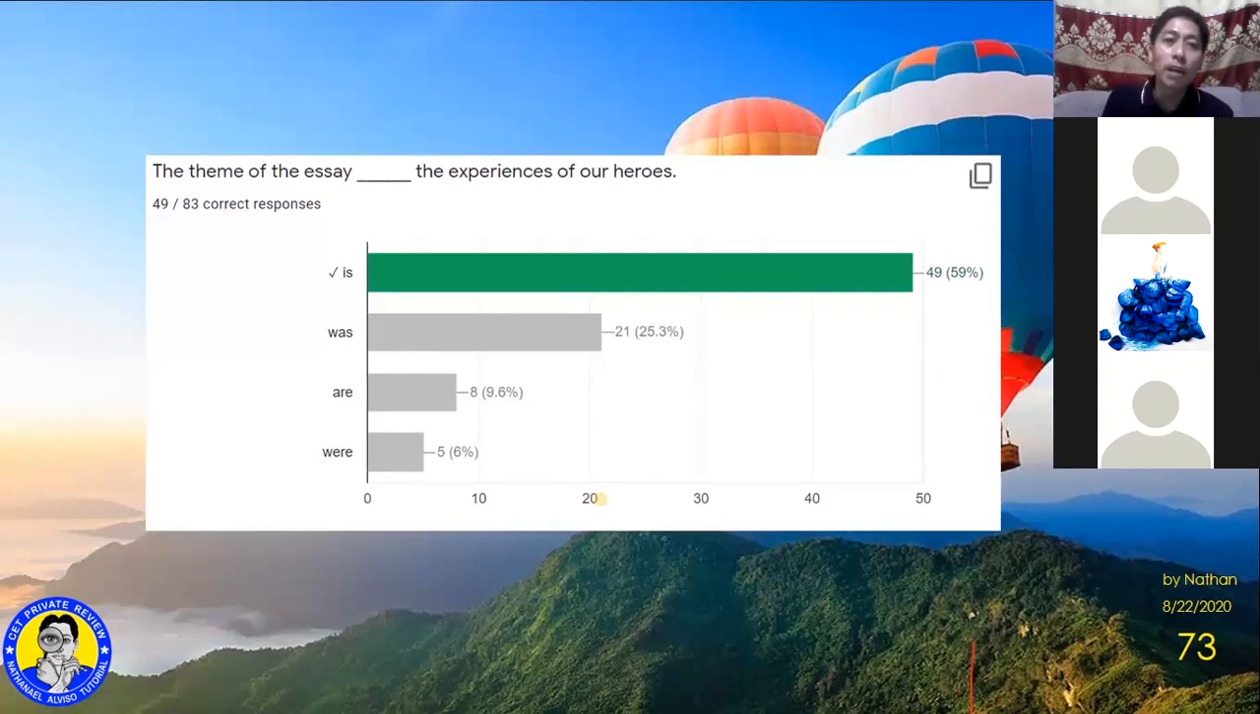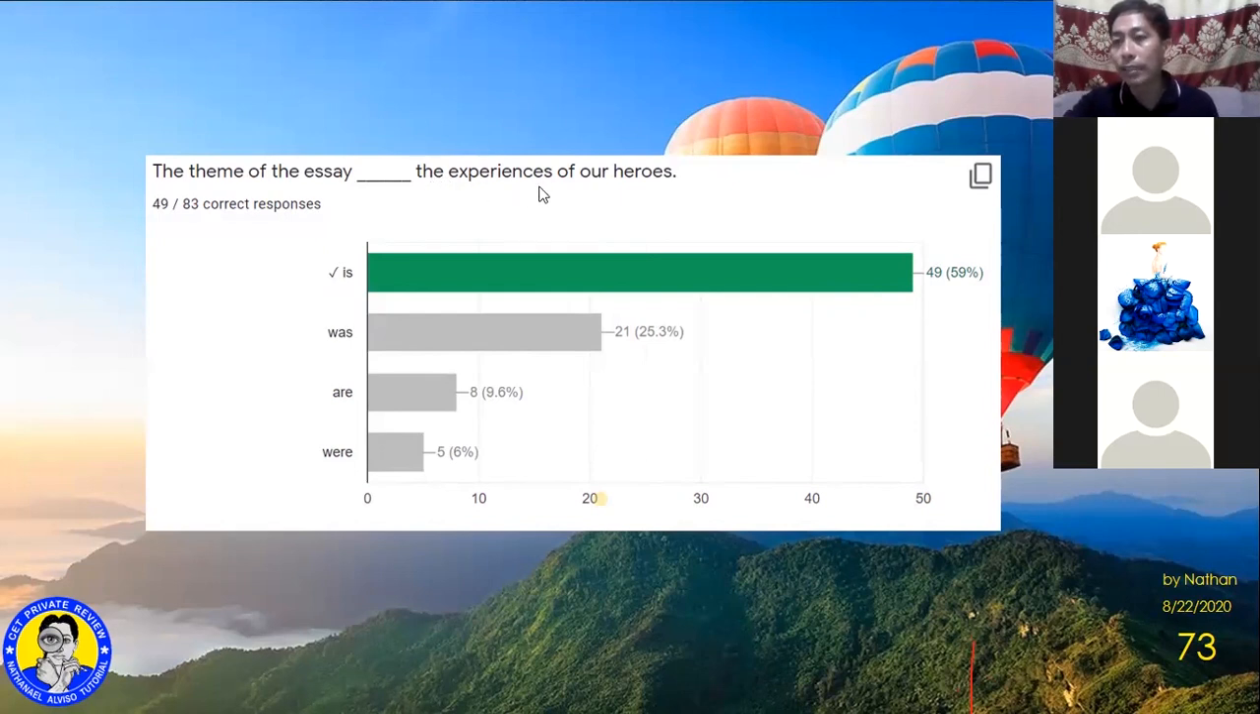"The theme of the essay, blank, the experiences of our heroes." Almost more than 50%, to be exact, that's 59%, get it correctly. "The theme of the essay is the experience of our heroes." Some answered "are" because the object is plural, "the experiences," okay?